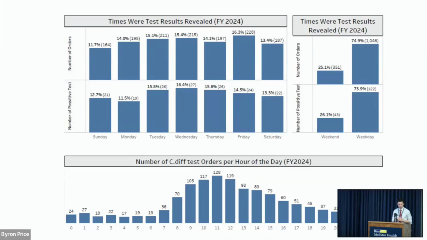Sometimes these are ordered by covering providers who, as we talked about, might be uncomfortable missing an actual C. diff case and want to do something for that patient tonight. Because none of us really wants to miss a C. diff case. But we're looking at ways that we can reevaluate these tests earlier in the morning about whether that patient still meets indications for C. diff testing.